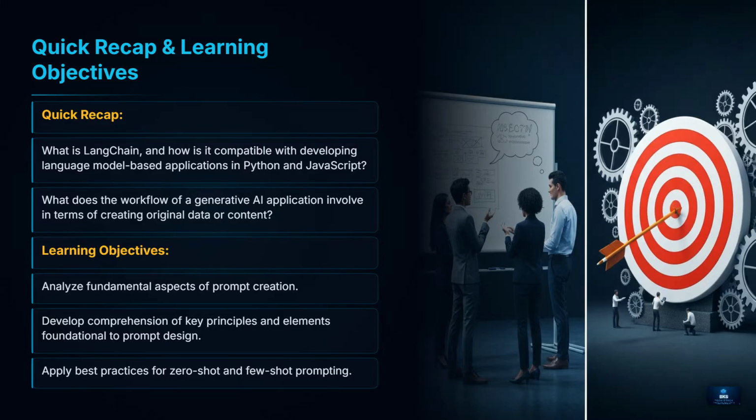To ensure we're all aligned, let's quickly recap LangChain's role in LLM app development and the workflow of generative AI. Looking forward, our learning objectives today are clear. You'll learn to analyze prompt creation, grasp foundational design principles, and master zero-shot and few-shot prompting. These are critical skills for any developer looking to build innovative AI-driven solutions.